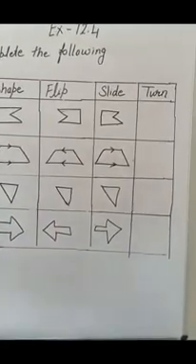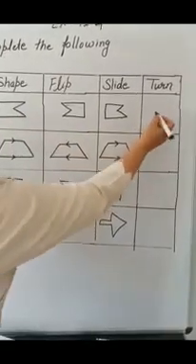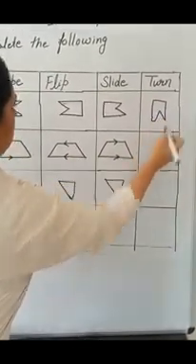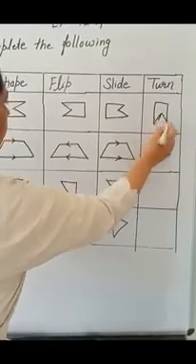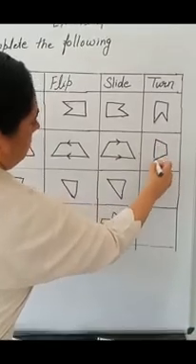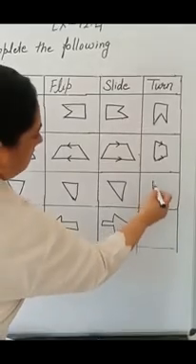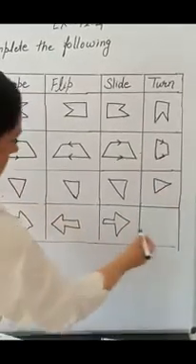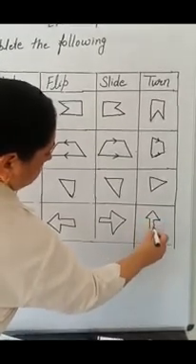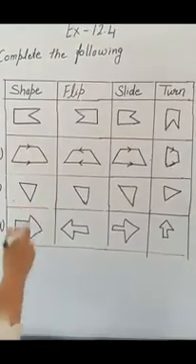Now turn. In turn we can rotate this figure in any direction. We can turn like this also. This shape also. Like this also we can turn in any direction. Last is this. So these are the flip, slide and turn images of these figures.